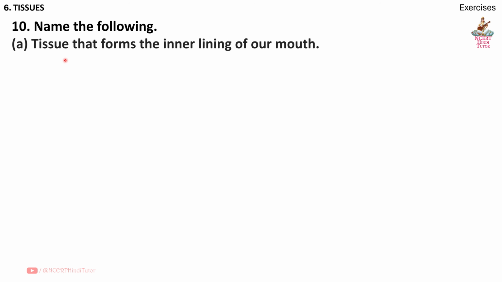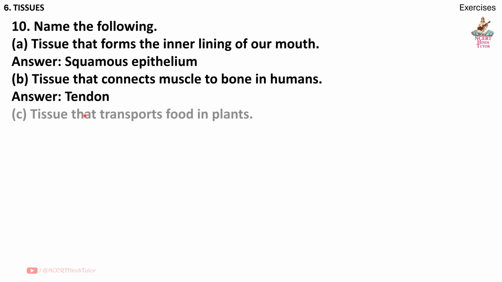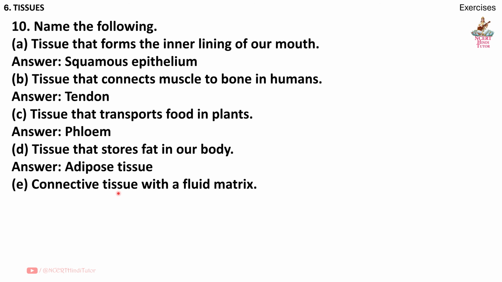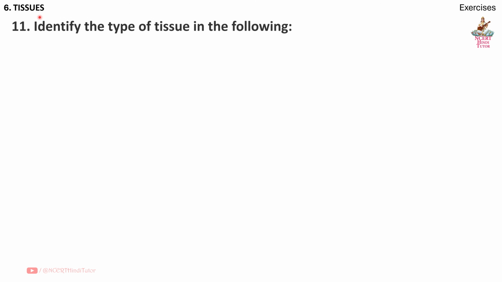Question 10. Name the following. A. Tissue that forms the inner lining of our mouth. Answer: Squamous epithelium. B. Tissue that connects muscle to bone in humans. Answer: Tendon. C. Tissue that transports food in plants. Answer: Phloem. D. Tissue that stores fat in our body. Answer: Adipose tissue. E. Connective tissue with the fluid matrix. Answer: Blood. F. Tissue present in the brain. Answer: Nervous tissue.